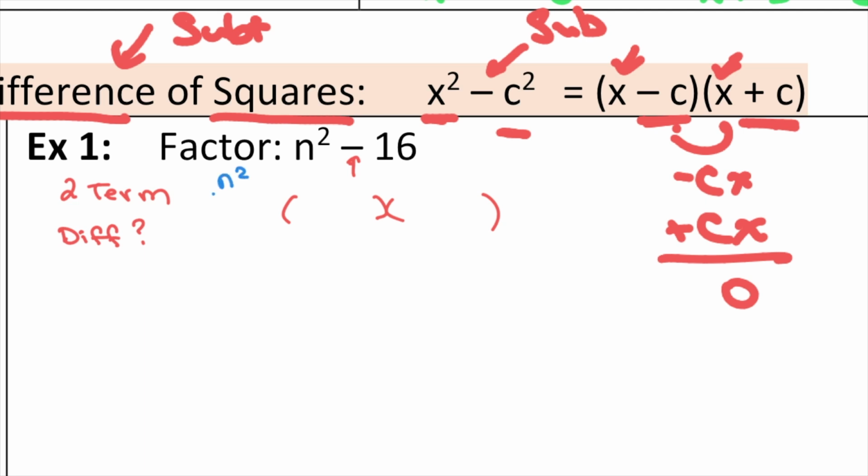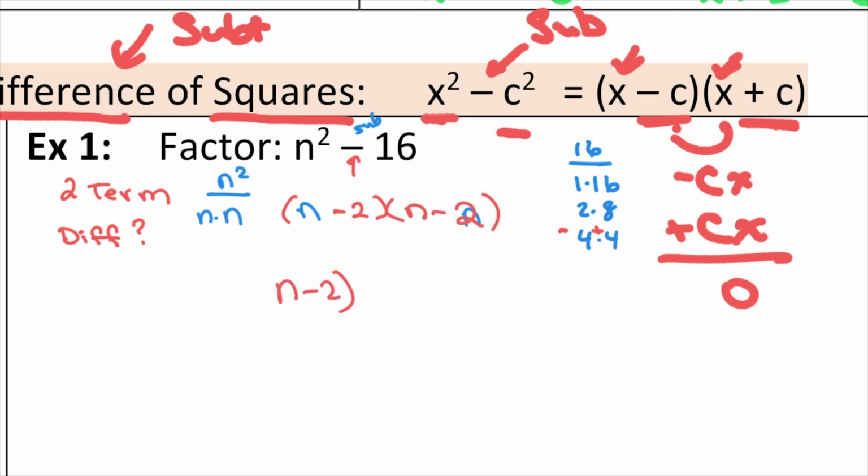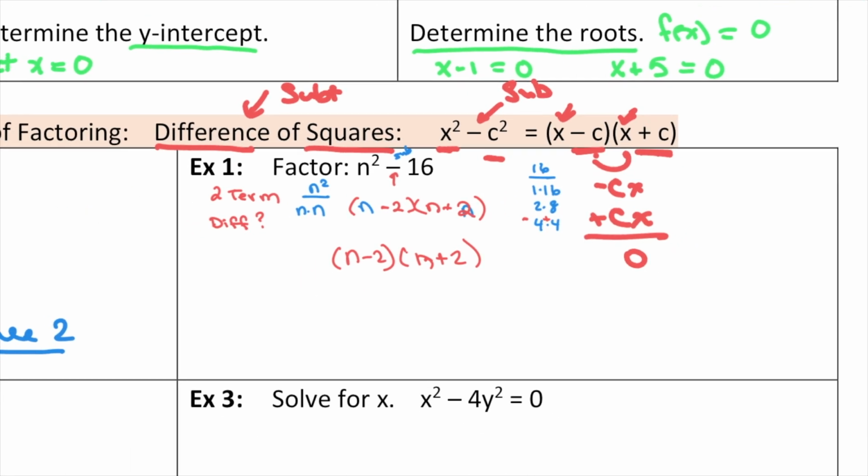Take your n squared, and we know that that will be n times n. Think about 4. 4 is 1 times 4, or 2 and 2. I want to subtract to get 0? Well, the only factors I can use are -2 and +2. So my two factors for this problem are n-2 and n+2. So we have a difference of squares and we factor it n-2, n+2.